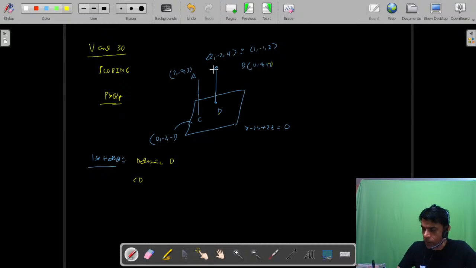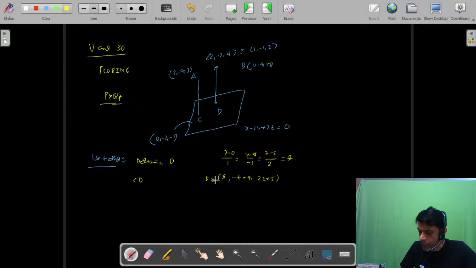So any point on this line is given by (x minus 0) upon 1, (y minus 4) upon negative 1, and (z minus 5) upon 2, and this we can take as t. So you get t, you get negative t plus 4, you get 2t plus 5. This is the point, suppose this is your D. Now you can put this D here, because this lies on this plane.